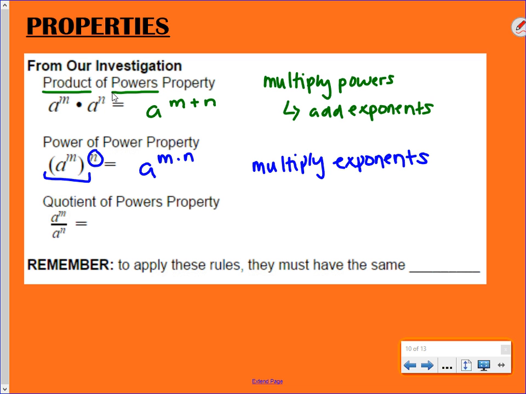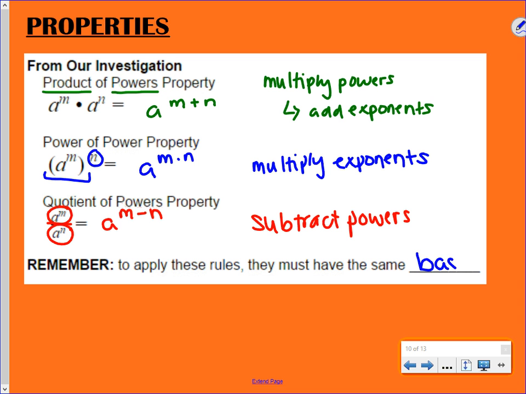Quotient of powers property. When we're taking the quotient, we're dividing two powers. We are going to subtract the top minus the bottom. So we take the bottom power and subtract it from the top power. Remember, to apply these rules, they must have the same base. The big number has to be the same.